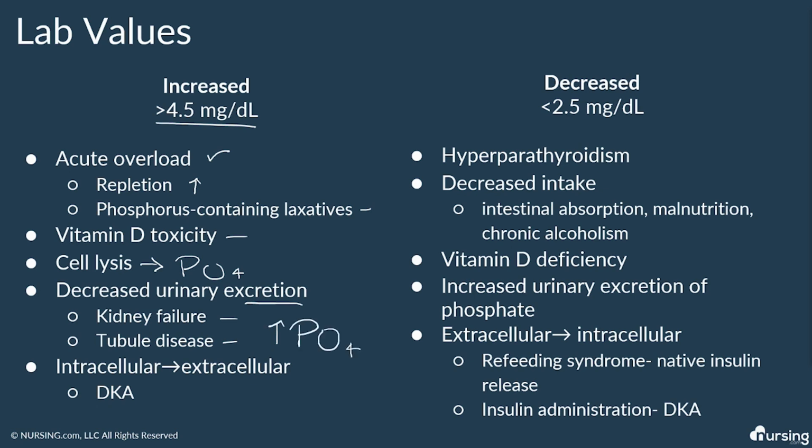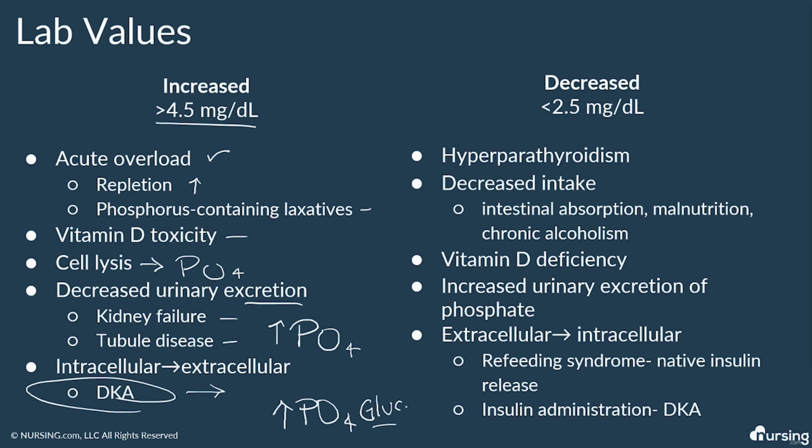Now, something that's super interesting is that normally the phosphate should be inside the cell. It becomes extracellular in cases like DKA because there's not enough insulin to drive the phosphorus into the cell along with the glucose. So pretty interesting relationship there.